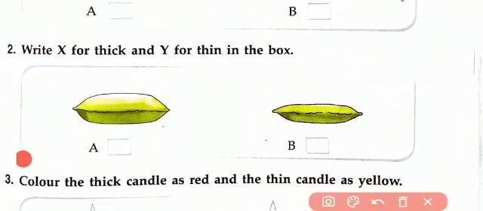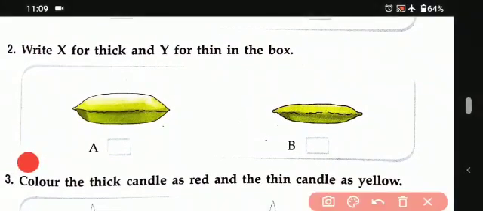Now we have to write X for thick and Y for thin in the box. So this is the thin one, we have written Y over here, and this is the thick one, so we have written X over here.